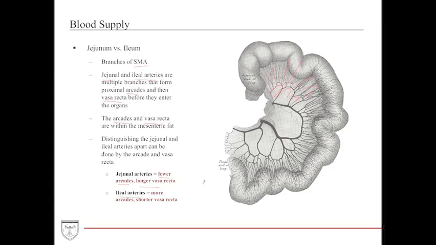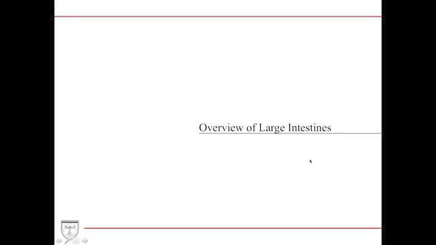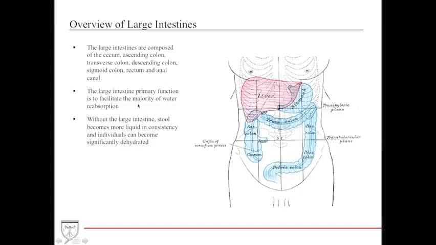Whereas the ileal arteries have more arcades, so it's more like these little arcades, arches, and very short, quick vasa recta to the organs. So now we'll discuss the large intestines. The large intestines begin at the ileocecal junction, right here. It contains the cecum, the ascending colon, the transverse, the descending, the sigmoid, the rectum, and eventually the anal canal.